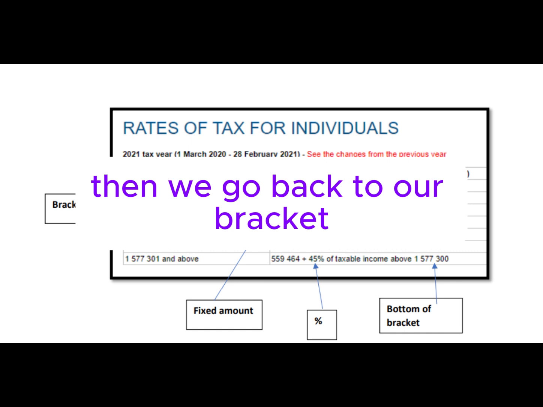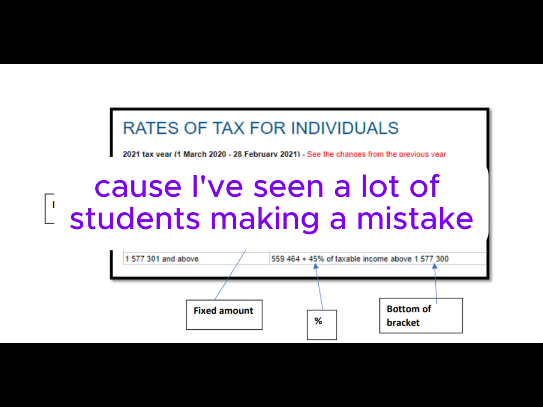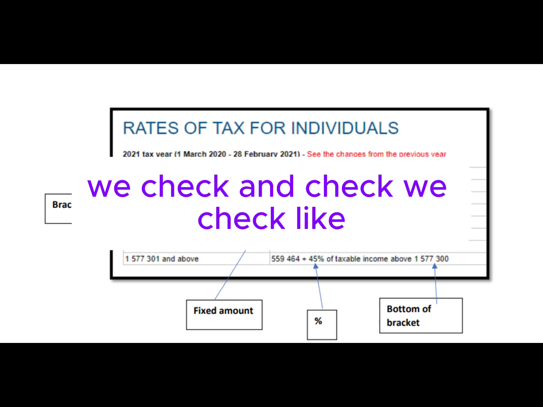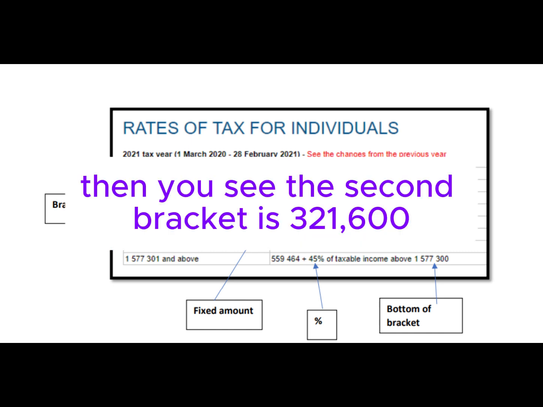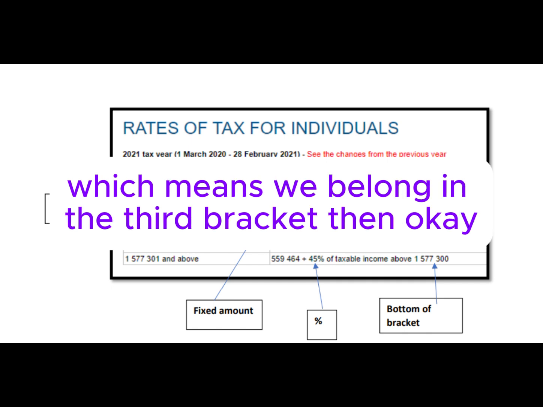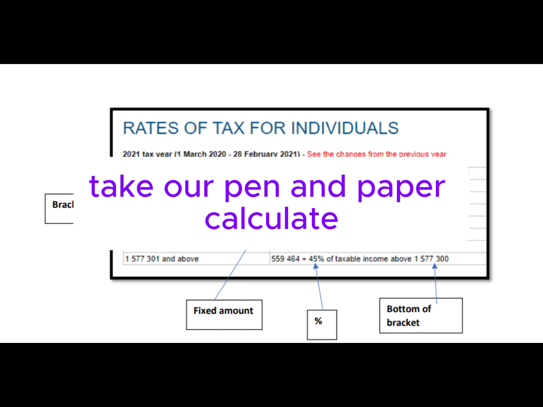Then we go back to our bracket. We check all the brackets carefully. Don't make a mistake, because I've seen a lot of students making mistakes. We check and check. You see the second bracket is 321,600, which is not the one, because our money is equal to 329,400, which means we belong in the third bracket. Then, take our pen and paper, and calculate.